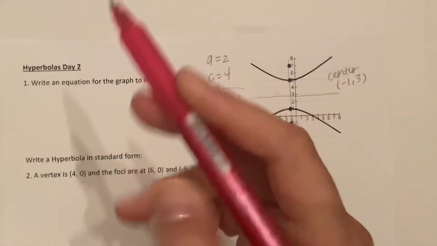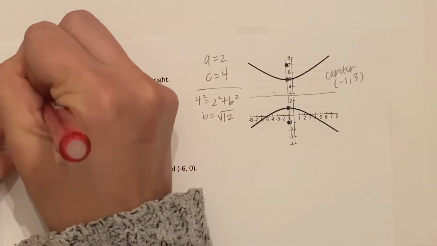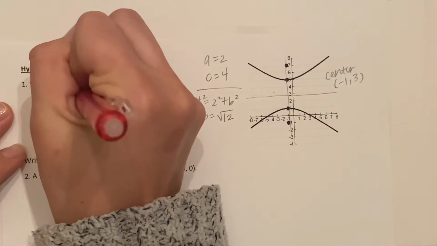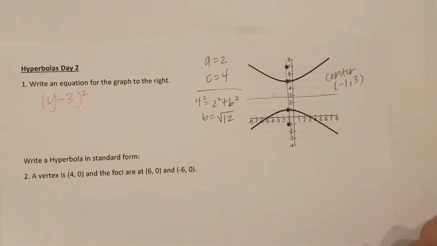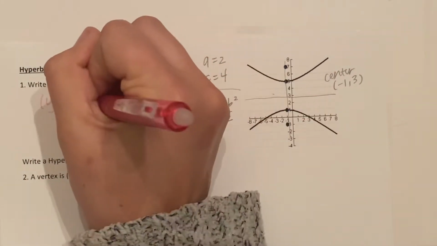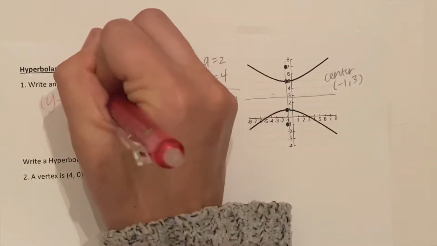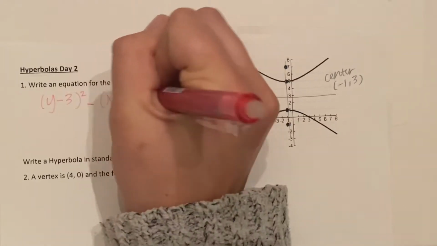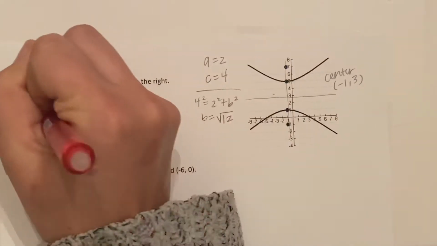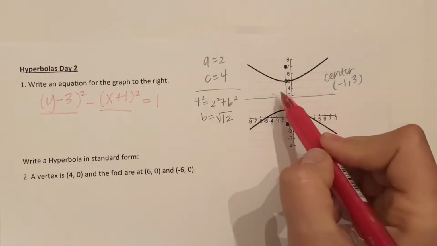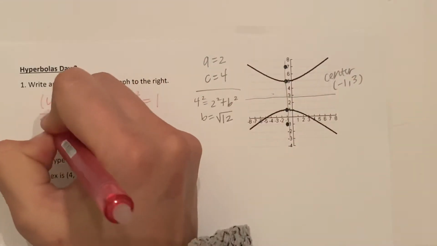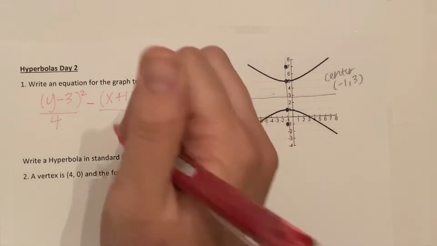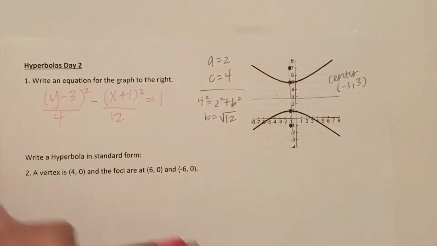That means y is going to come first. So the y value is +3, so I'm going to write (y - 3) squared. And remember, hyperbolas have a minus sign instead of a plus sign. Now let's do sister x. We'll say (x + 1) squared equals 1. Let's work on their denominators. A is 2, 2 squared is 4. B is root 12, the root of 12 squared is just 12. So there we go.